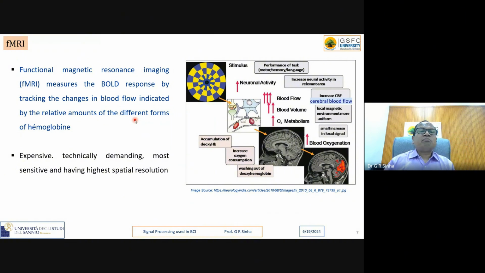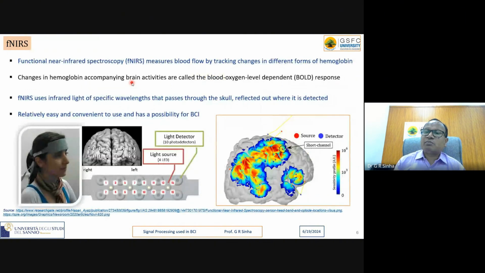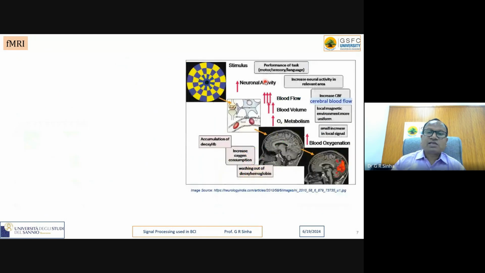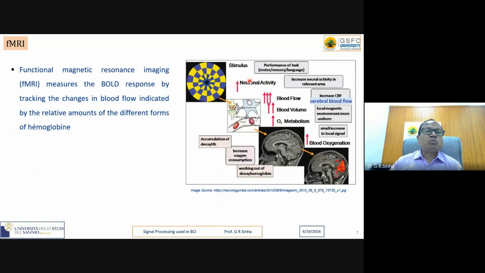Functional magnetic resonance imaging. What is MRI? Magnetic resonance imaging. MRI is also used for capturing different parts of the body, different organs of the body. So functional MRI measures the BOLD response. What the BOLD response is was already explained in the previous slide. It is the blood oxygen level dependent response. The BOLD response is measured by functional MRI by tracking the changes in blood flow, indicated by relative amounts of different forms of hemoglobin.